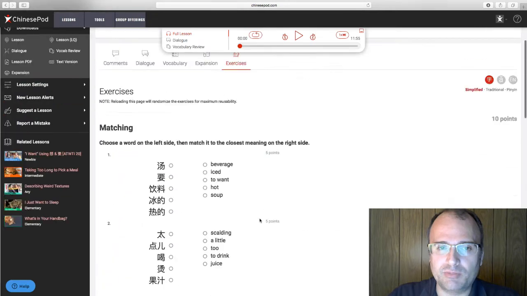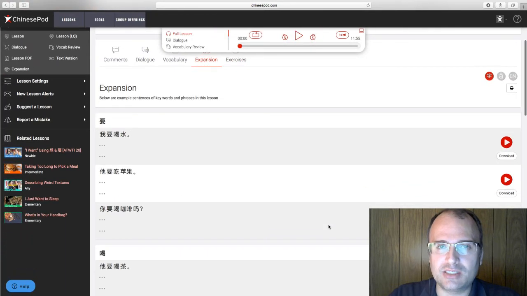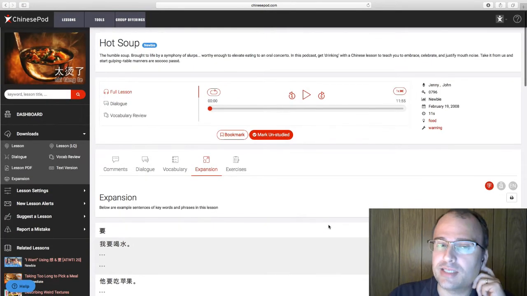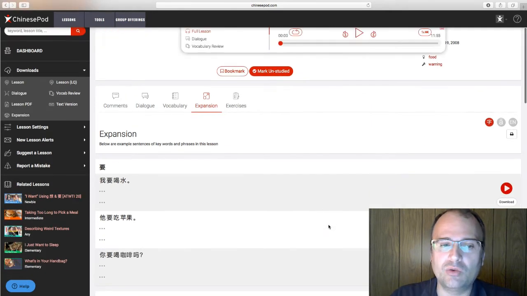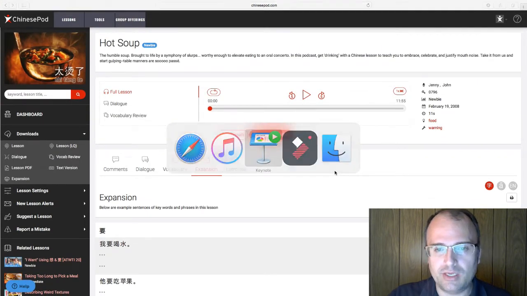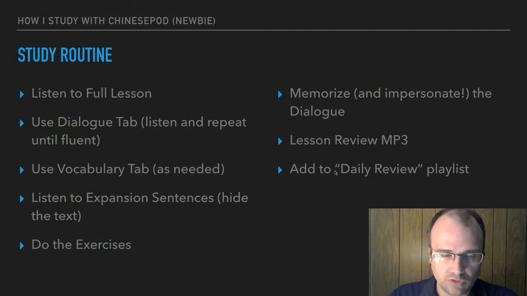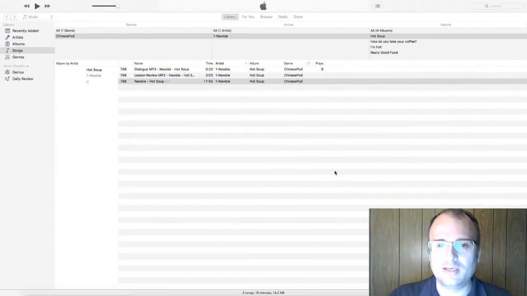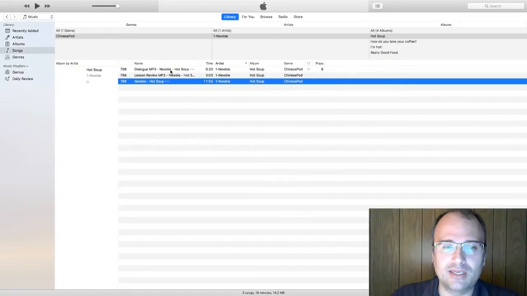Now, the expansion sentences are very important. The way ChinesePod was set up is that these expansion sentences are actually how you track your progress. There used to be a listening test that was taken just from these expansion sentences, and it would place you in the ChinesePod system based on how well you were able to hear and understand these expansion sentences. Okay, so we have used the dialogue tab, vocabulary tab, expansion sentences tab, exercises tab, and now I go back and memorize and impersonate the dialogue. And for that, I really need this.